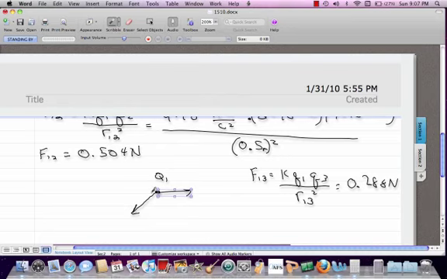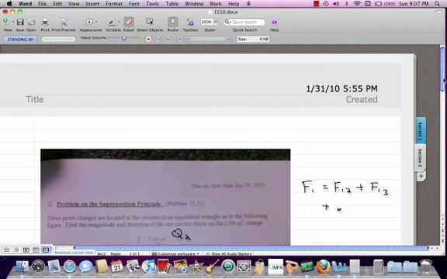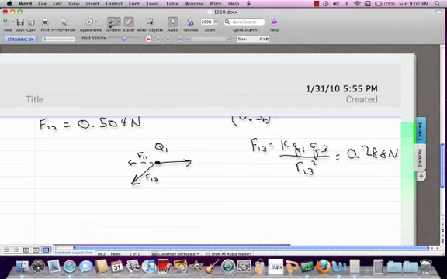I need to find the x component of F12. This would be F12x, and this is F12y. So how do I find F12x? If I think back to my triangle, this angle here is equal to 60 degrees. These two angles are equal, and this angle then is also equal to 60 degrees.